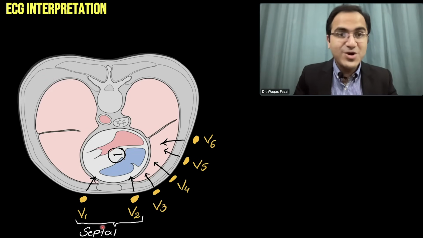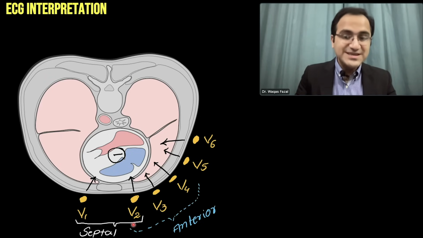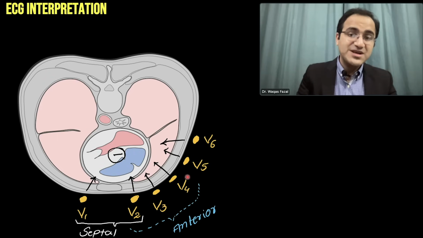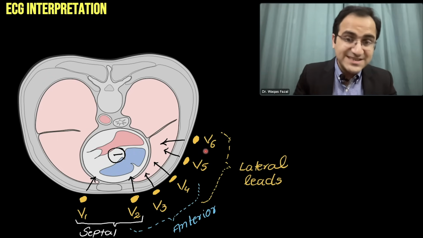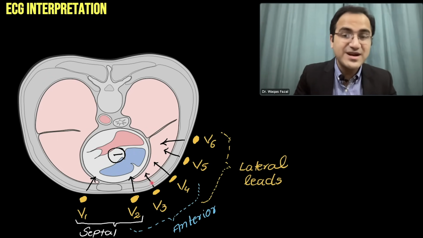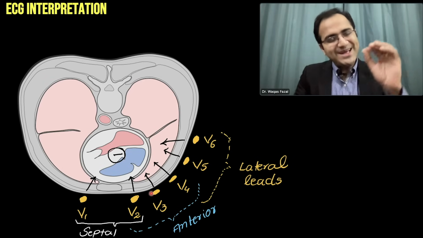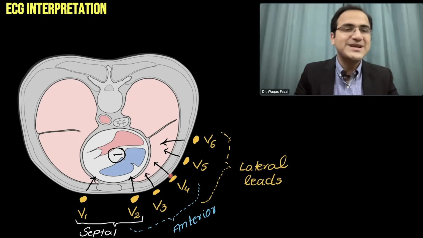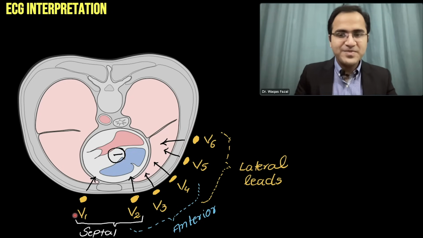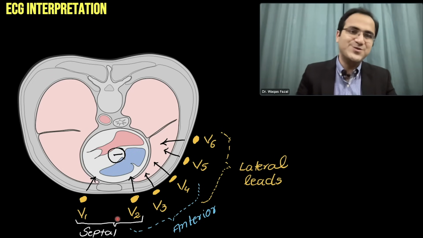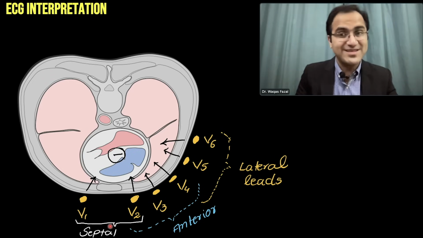V1 and V2 are called septal leads because they look at the septum of the heart. Leads V2, V3, V4 are called anterior leads because they are looking at the anterior part of the heart. Leads V4, V5, V6 are called lateral leads because they look at the left lateral side of the heart. So whenever there is an MI in the left lateral side, you will capture it in leads V4, V5, V6. Whenever there is an MI in septal leads, there will be changes in leads V1 and V2. So these are 6 more angles to look at the heart.